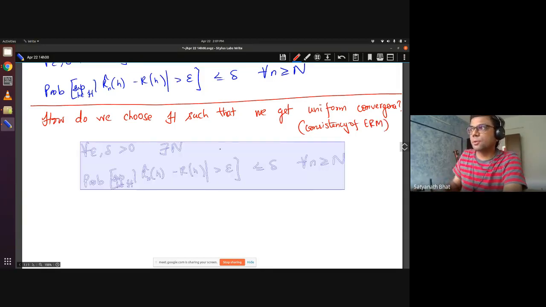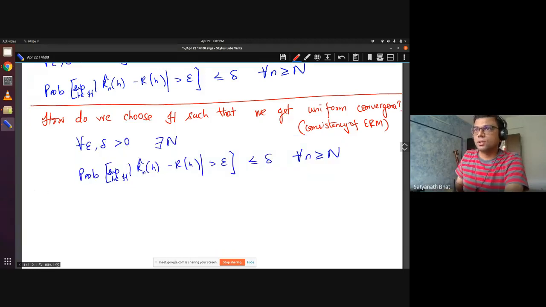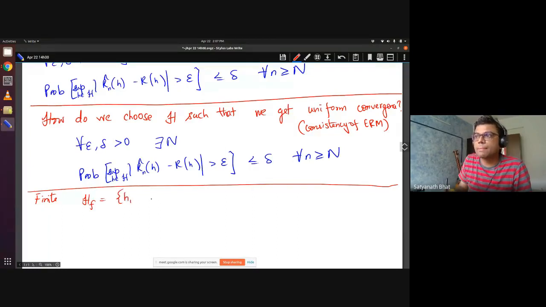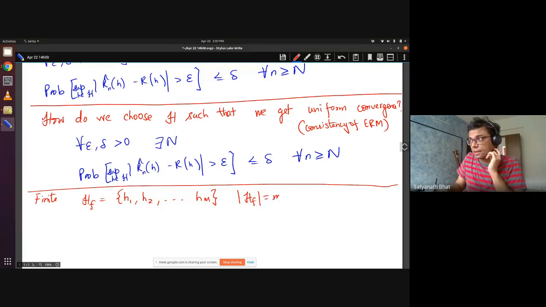Uniform convergence is this property. So how do we get that? With that, we saw several examples. The first case that we saw was finite. Suppose my hypothesis bag H_F, F indicates that it's finite, has M elements, H1, H2, all the way till HM. What we said is the cardinality of H_F is equal to capital M.